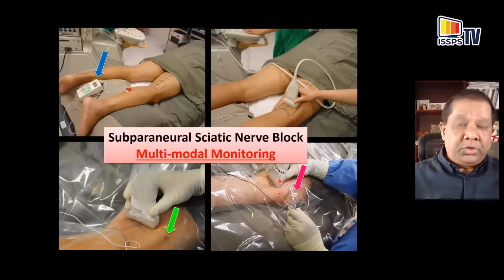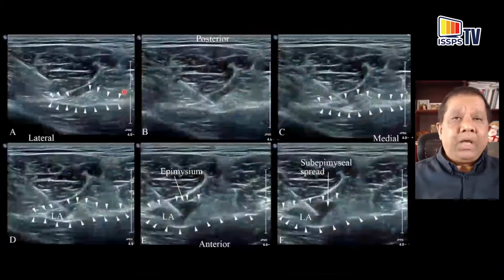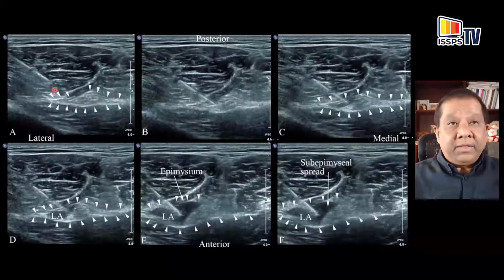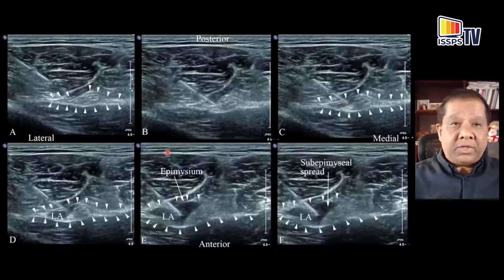The needle was introduced in plane for the injection. You can see here the needle coming from the lateral end towards the sciatic nerve. This is at the mid-thigh, above the divergence, above the popliteal fossa. You can't see the popliteal artery here. This is the epimysium. As you advance and enter the space, you can see the subepimysial space, and the nerve is now being pushed away.